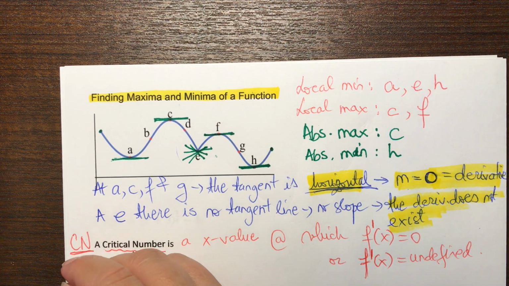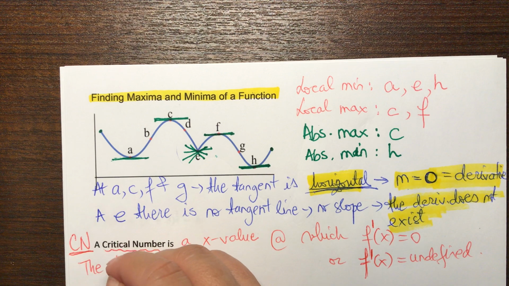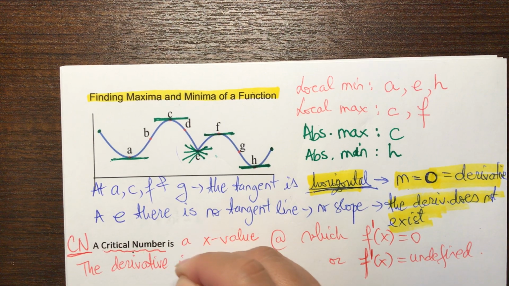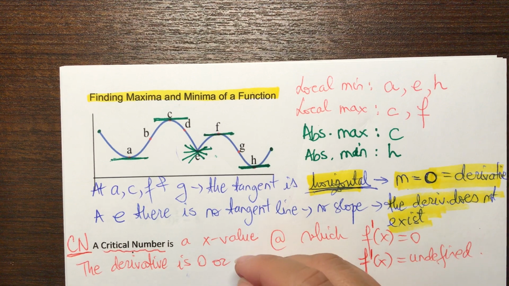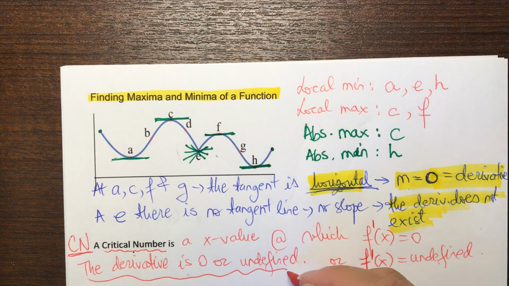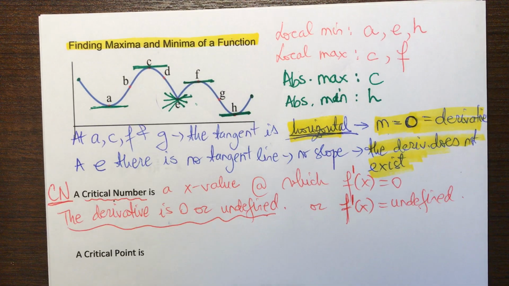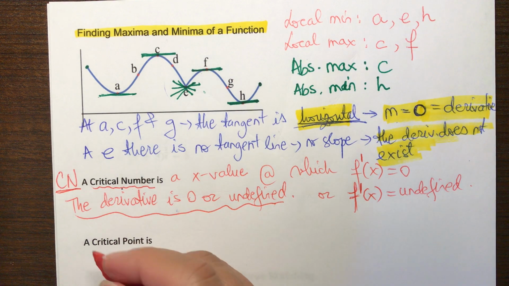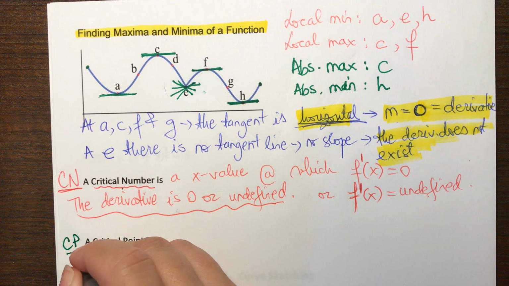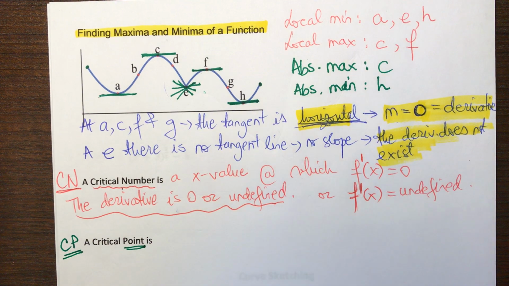So the derivative is 0 or undefined. And I'll write this down one more time, but it looks to me if you want to find mins or maximums, that's what you're after. A critical point, now hence the word point.